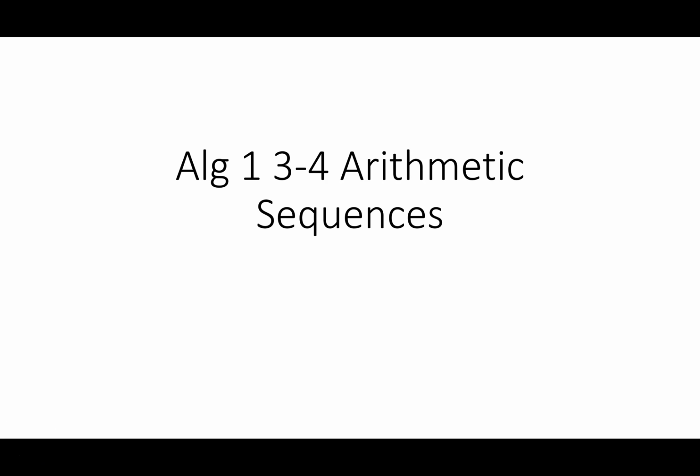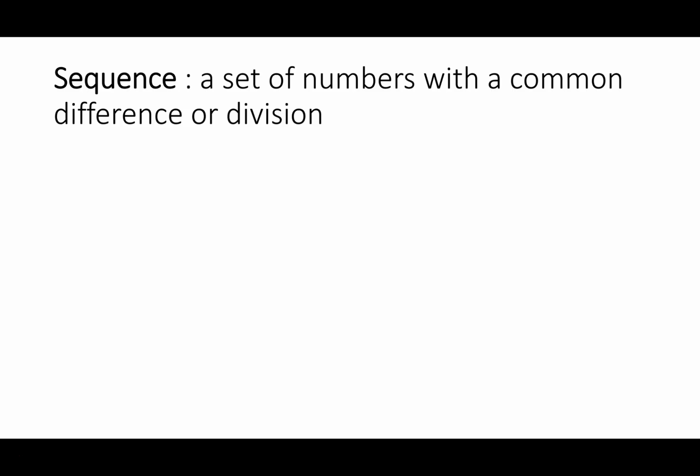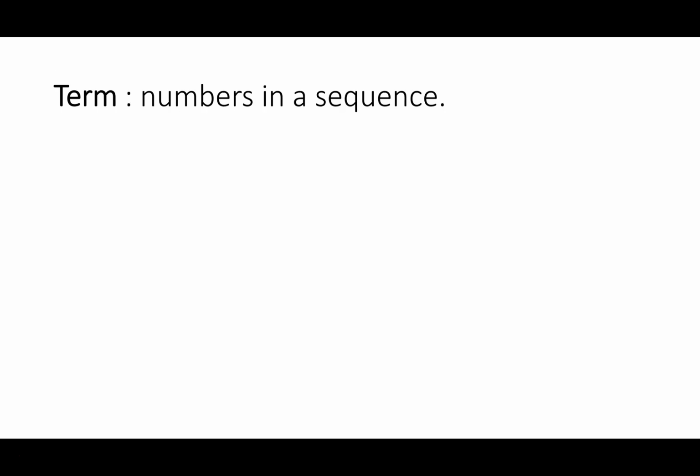All right, Chapter 3, Section 4, Arithmetic Sequences. Let's go. So a sequence is a set of numbers with a common difference or division between them. As you go from one to the next, there should be a common number between them. That makes a sequence. Terms are the numbers in the sequence.